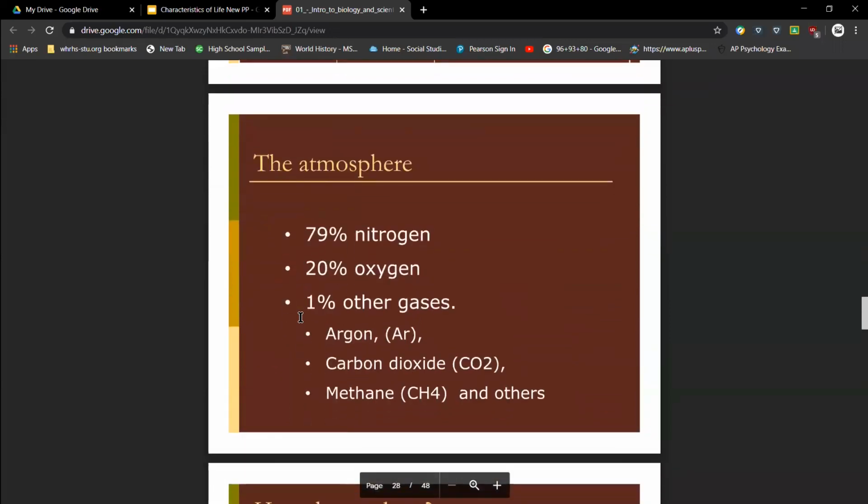The atmosphere is made up of nitrogen, oxygen, and other gases. 79% of the atmosphere is nitrogen. While this may seem weird, because we're breathing in the atmosphere, this nitrogen is in a form that's not usable because it's really tightly bound. It's called N2. Because it's so tightly bound, our body can't use it in any way, so we just breathe it out. It doesn't get absorbed into the blood. And the other gases, argon, carbon dioxide, and methane, are pretty much 0%, so you don't really have to worry about those.